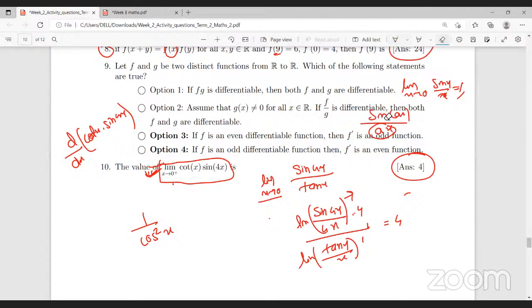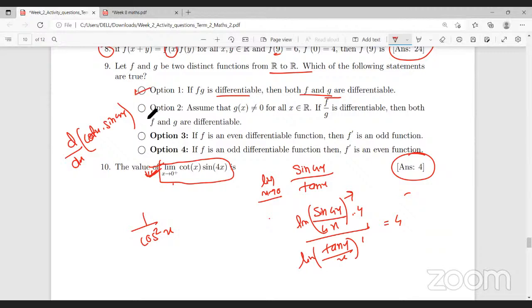Yes, question number 9, option first. The statement: if f of g is differentiable, then both f and g are differentiable. This is not correct. The inverse of it is correct: if f and g are differentiable, then we can say f of g is differentiable. But this statement is not correct. Its reverse is not true, right?